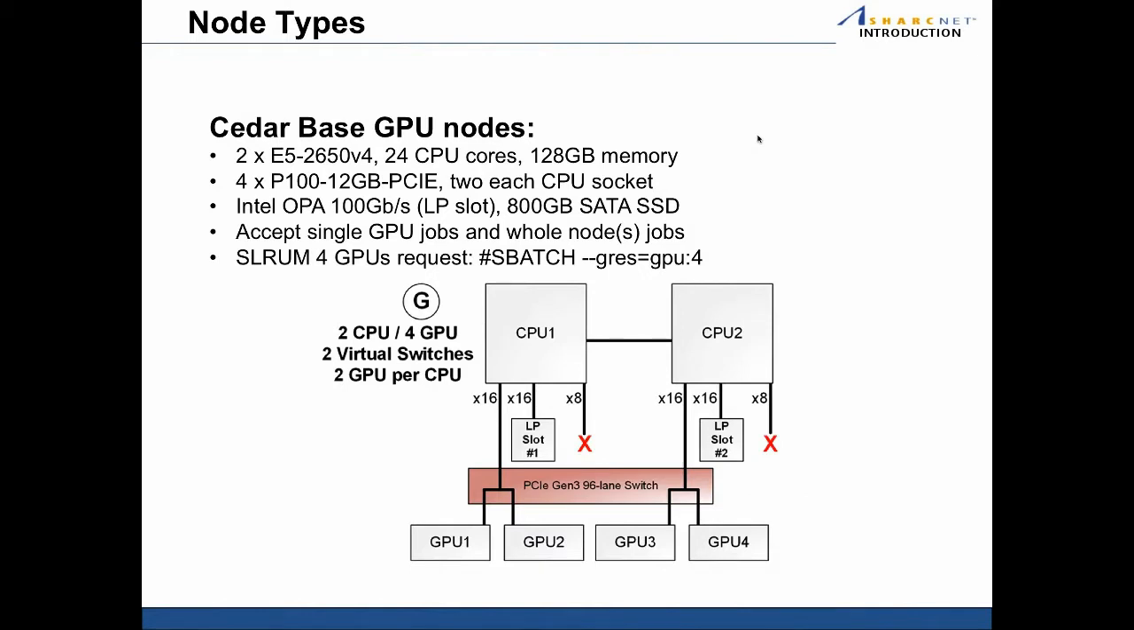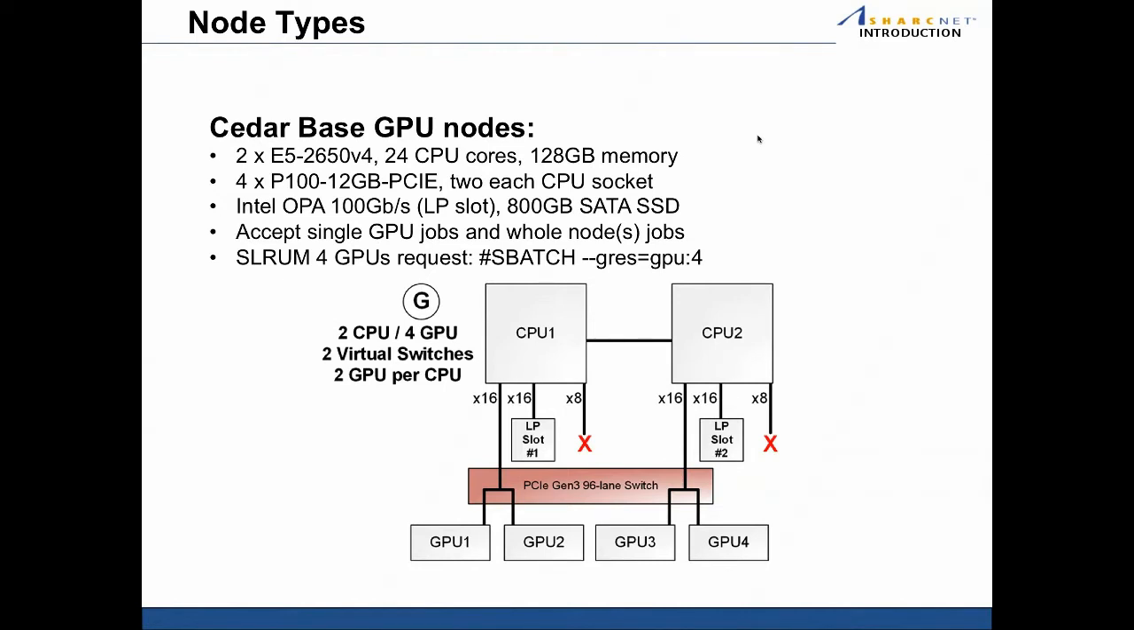So the interconnection between Cedar nodes is Intel OmniPath, which can reach a speed of 100 gigabits per second. And there is a SATA SSD, which can provide you 800 gigabytes capacity. And the Cedar base GPU node accepts single GPU jobs and also the whole node GPU jobs. So you can request up to 4 GPUs when you submit a job with Slurm. I mean, this 4 GPU here is 4 GPUs per node.